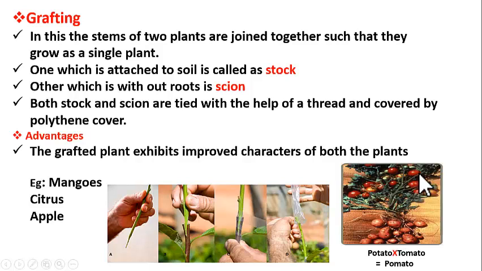Very interesting, right? Yes, sometimes it happens, but this is not always successful. Grafting is not always successful between different species, different genus and different families, and very successful when it is made between the plants of same species. This is all about artificial methods of vegetative propagation.